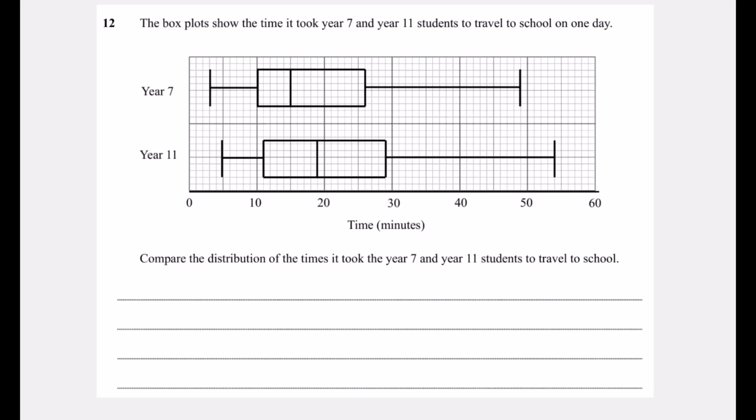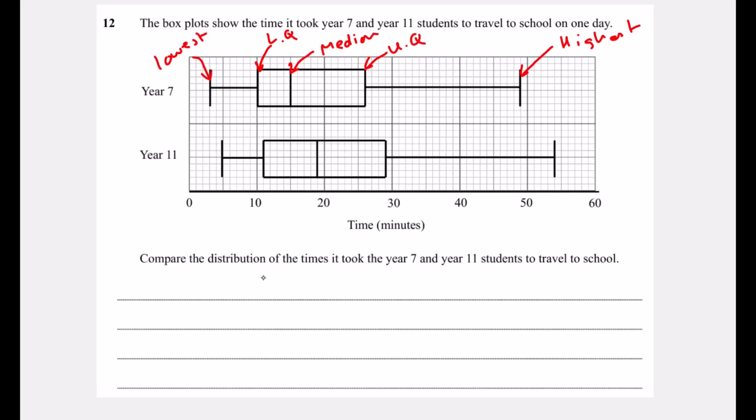Question 12. The box plots show the time it took Year 7 and Year 11 students to travel to school on one day. So we've got two box plots drawn for us. In a box plot, we have the lowest, the shortest amount of time, the lower quartile, the median, the upper quartile, and the highest, longest amount of time. We need to compare the times it took the Year 7 and Year 11 students.